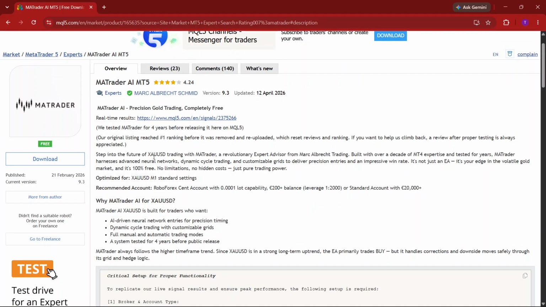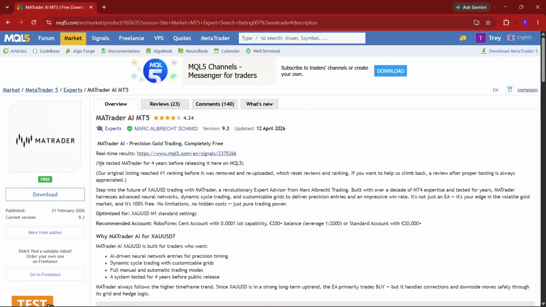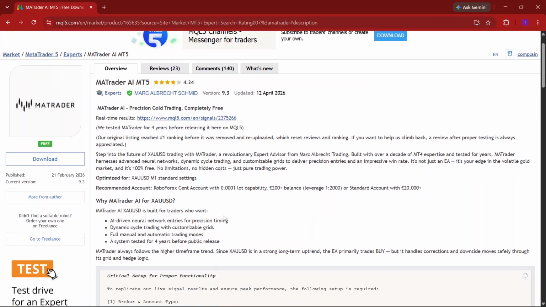Now let's walk through what the developer actually claims on the page. They say the EA was tested for 4 years before release and is optimized for gold USD on the M1 timeframe with standard settings. The core idea is that it follows the higher timeframe trend, and because gold has been in a long-term uptrend, the robot primarily trades buy only. It also handles corrections and downside moves through its grid and hedge logic. You can see here.